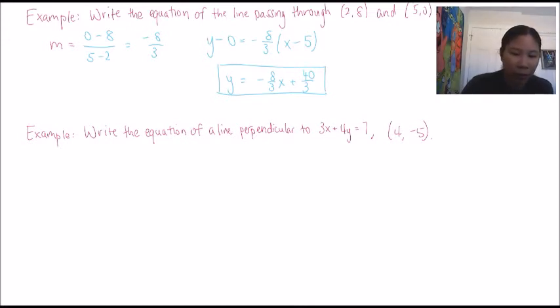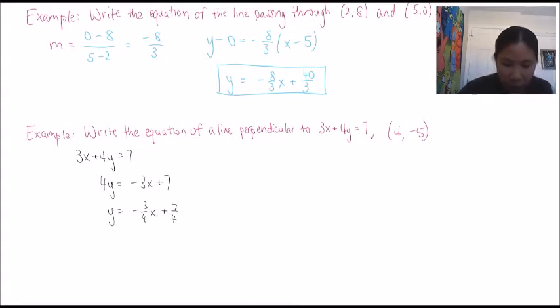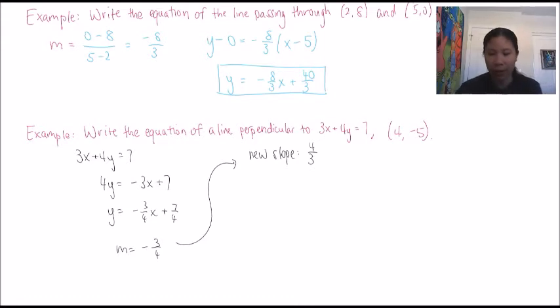So I'm going to rewrite the equation into y equals mx plus b form so I can figure out what the slope is. I'll subtract 3x from both sides and then divide both sides by 4. So that means in this equation, the slope is negative 3/4. So in my equation, to make it perpendicular, our new slope is going to be 4/3, because it can't be negative anymore: opposite, and then flip the fraction.